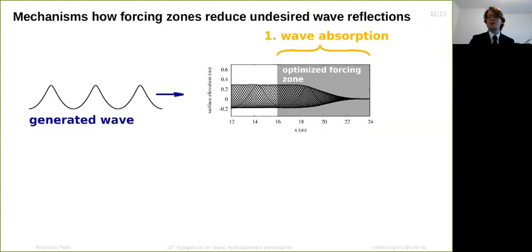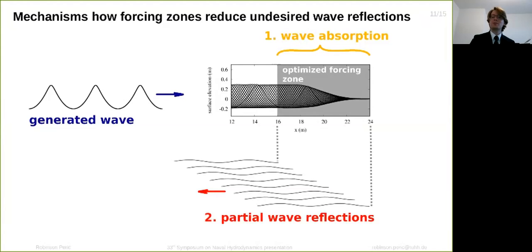However, this is not the only mechanism because it would not explain why for large source terms, where absorption should be high, reflection increases. So the second mechanism is partial wave reflections occurring throughout the forcing zone. And if the forcing zone is optimized, then it will always look as in the plot above. And the partial wave reflections will occur evenly throughout the forcing zone with very low amplitude. So this means the waves are basically linear.